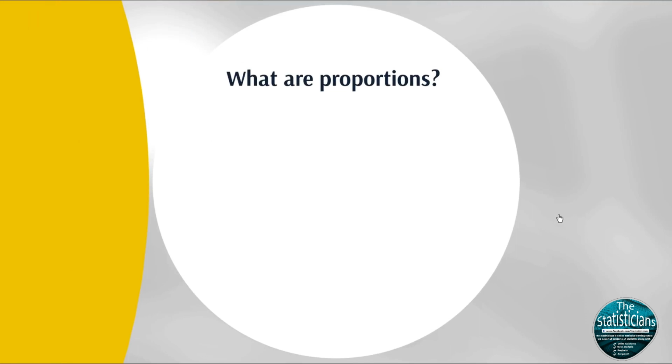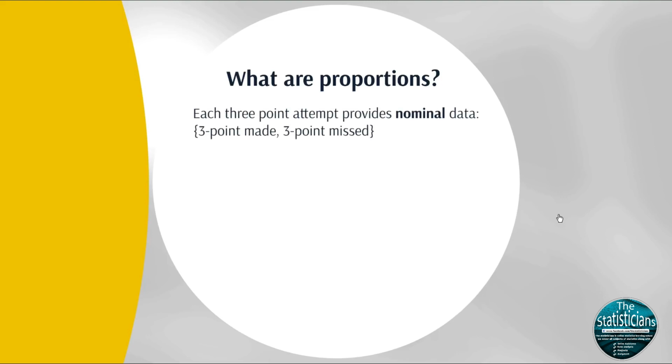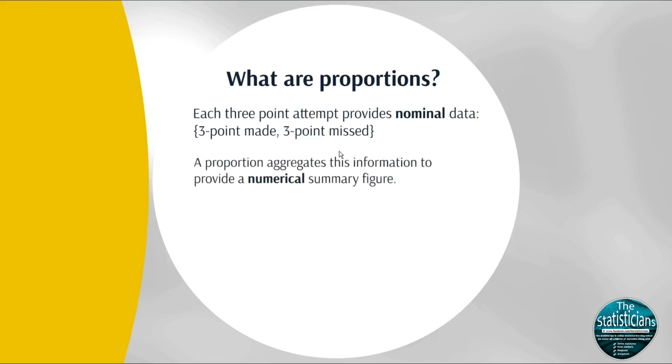Now, even though I've asked for Steph's 3-point percentage, hopefully you can appreciate that a percentage is in fact just a proportion that's being expressed out of 100. But we'll note that each 3-point attempt that Steph makes actually provides us with nominal data. So it's either a 3-point that's made or a 3-point that's missed. So what a proportion does is that it aggregates this information to provide a numerical summary figure. So in some senses, a proportion is numerical because obviously it provides us with a number, but it's built up of nominal data.